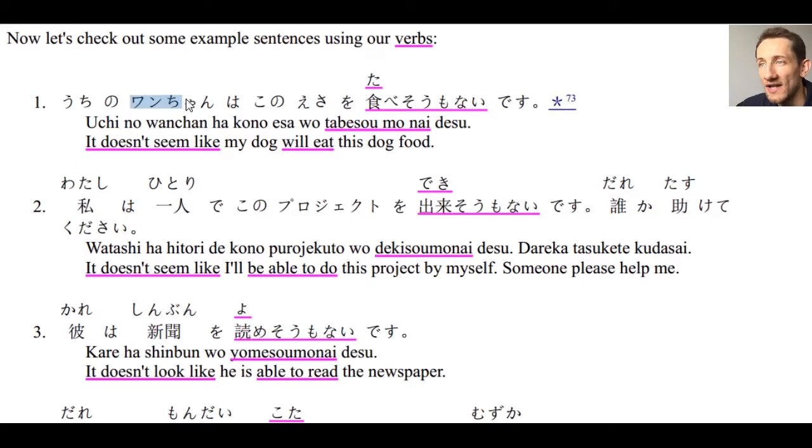So here we have ワンちゃん. That's a kind of colloquial, cute way to say dog. When a dog barks in Japanese, it doesn't say bark or woof. It says ワン. So ワンちゃん means a dog or a puppy. ワンちゃん.